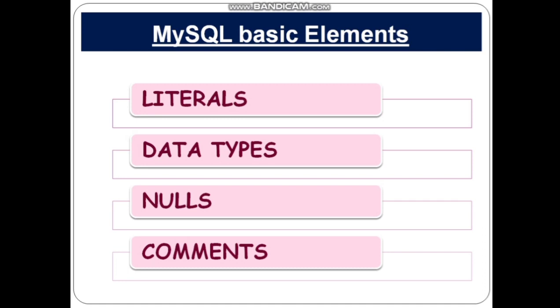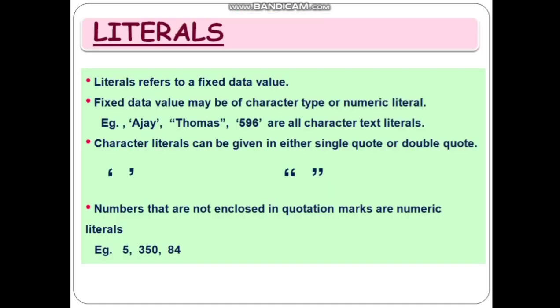Now, what are the different MySQL basic elements? There are certain elements which play an important role in querying a database or defining a database. Now, these basic elements are literals, data types, nulls and comments. Now, let us learn one by one what are these. Literals. Literals basically they refer to a fixed data value.